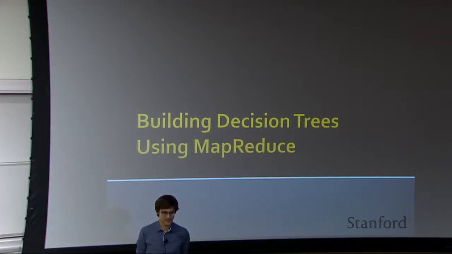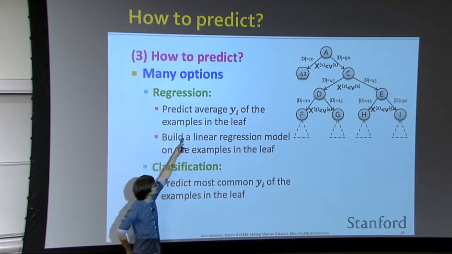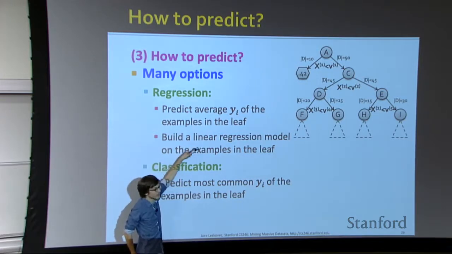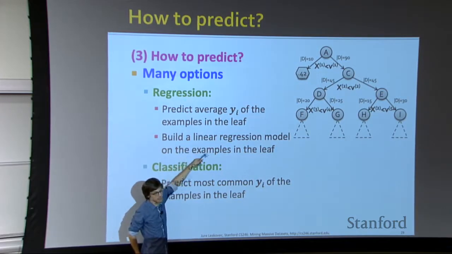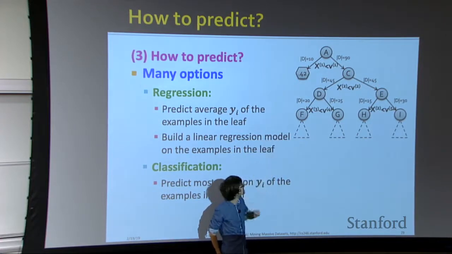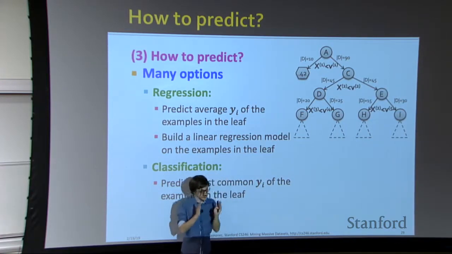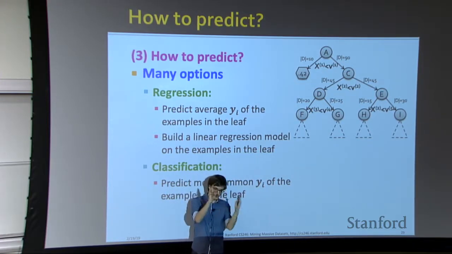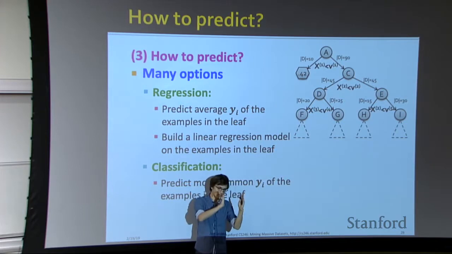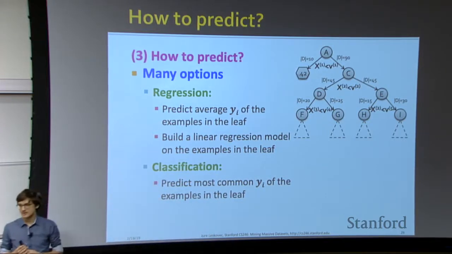The question was, when you build the linear regression in the leaf node, what features do you use? You use all the features, but you only build it on the data that comes into the leaf, right? That's all you care about. This linear regression will only be evaluated on the subset of data that comes into the leaf, so it will be evaluated only on a sub-range of your data space, if you think of it that way. Okay, good question. Yes, anything else?